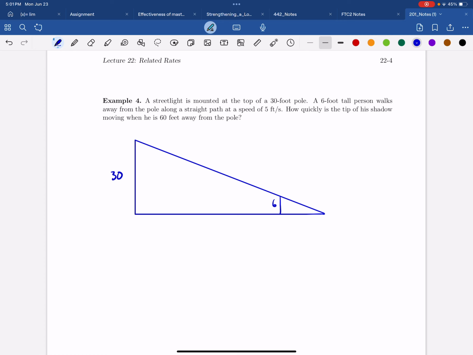Street light is at the top of a 30-foot pole. A 6-foot tall person walks away. So we'll say that this distance is x, between the person and the light. So we know that dx over dt equals 5 feet per second. How quickly is the tip of his shadow moving when he's 60 feet away from the pole? Well, the tip of his shadow, they mean this distance. We'll call that y. So dy over dt equals, whatever it's going to be, in feet per second.